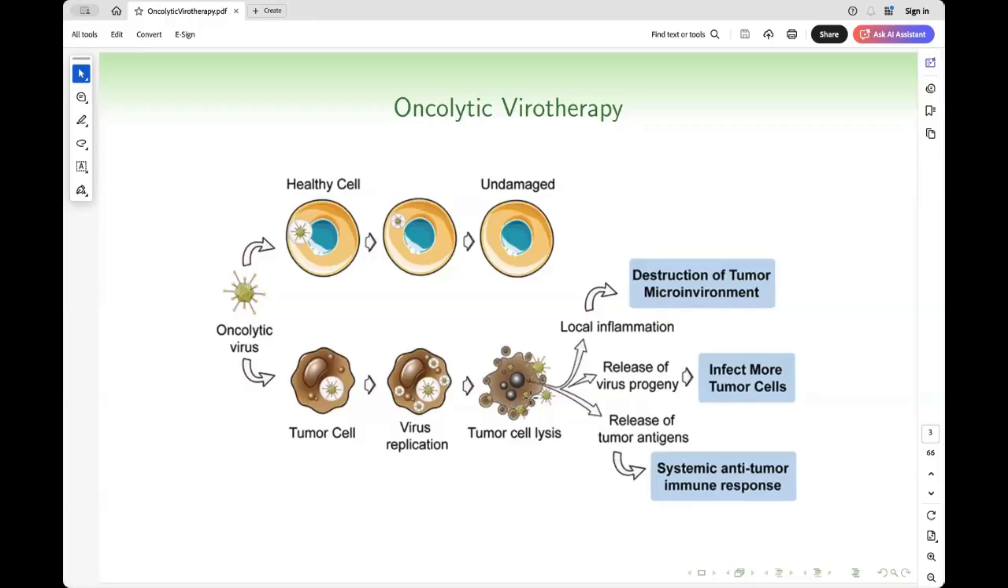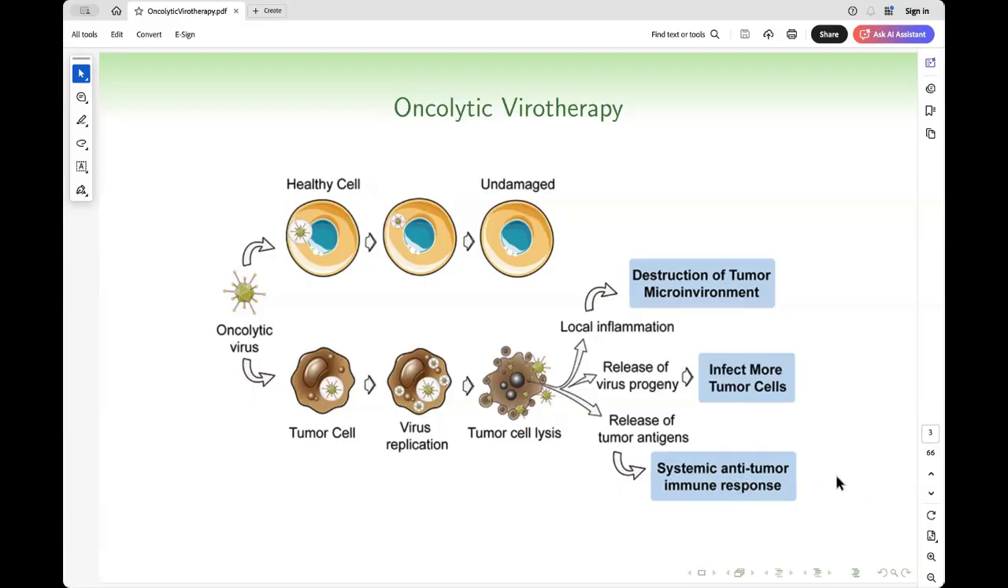The cell lyses and releases thousands of virions into the environment, which can then infect the next tumor cell. So there are three major effects of this infection. One is direct: a destruction of the tumor microenvironment, so it interferes with the microenvironment. It infects more tumor cells, and it also stimulates the immune response. So all of a sudden you have a viral infection there, and of course the immune response will come in.